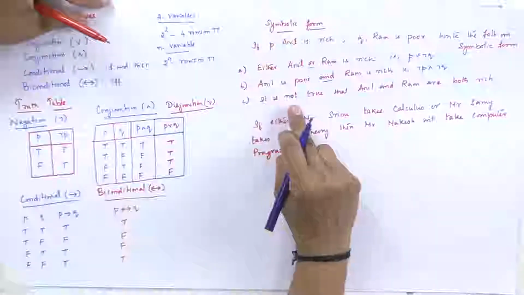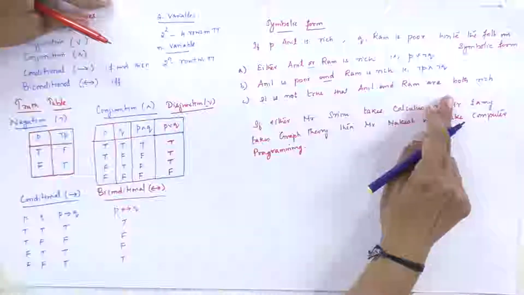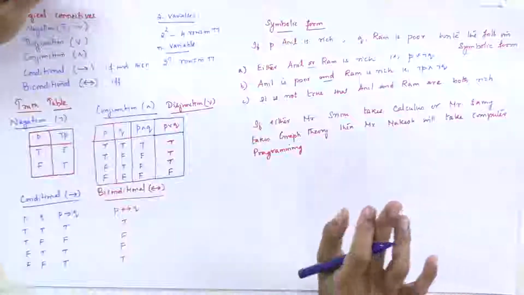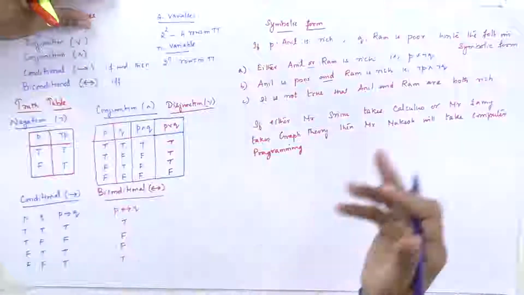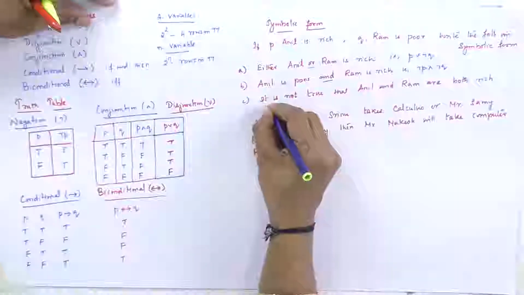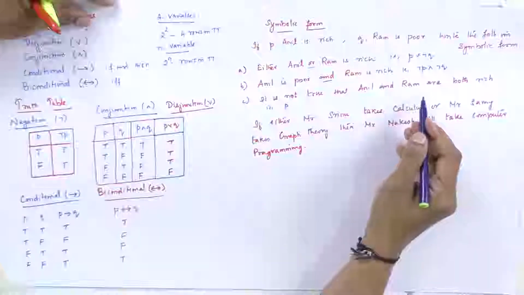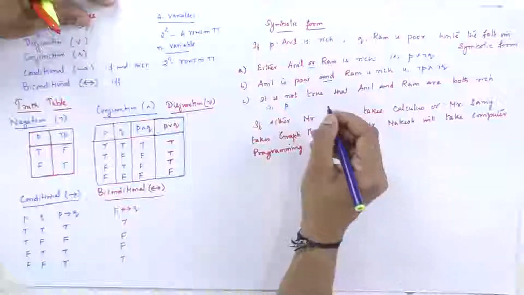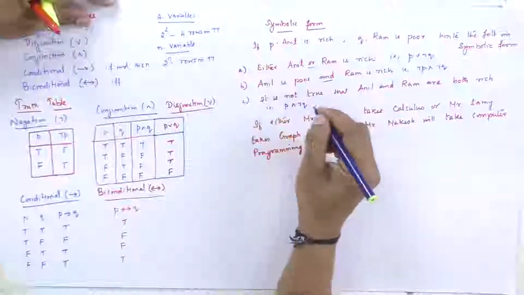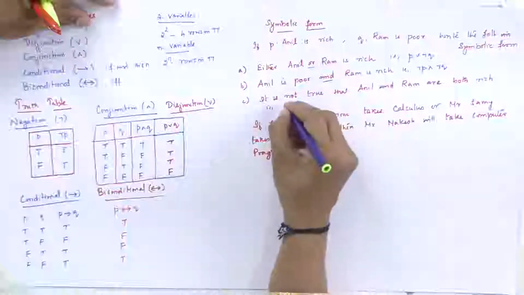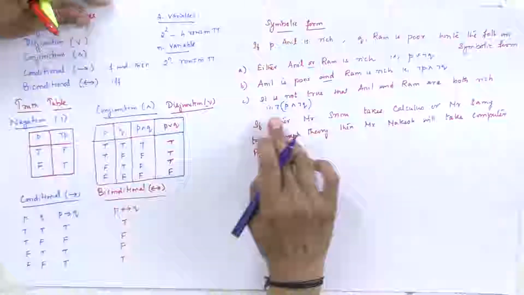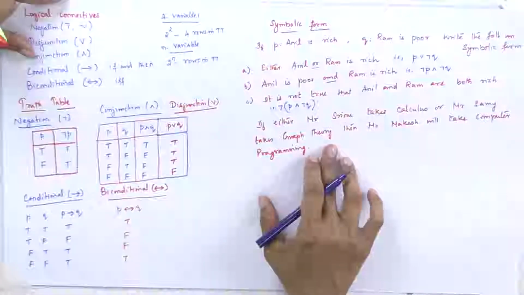Next, the third one: it is not true that Anil and Ram are both rich, which means Anil and Ram both rich is not true. It is a false statement. So how do I represent this? Anil and Ram are both rich. Anil rich, I can denote as P. Ram poor is Q, so Ram rich will be negate Q. Both means and. And what does it mean? It is not true that. So this statement should not be true, which means negate of P and negate Q. So that is the symbolic form of this statement.